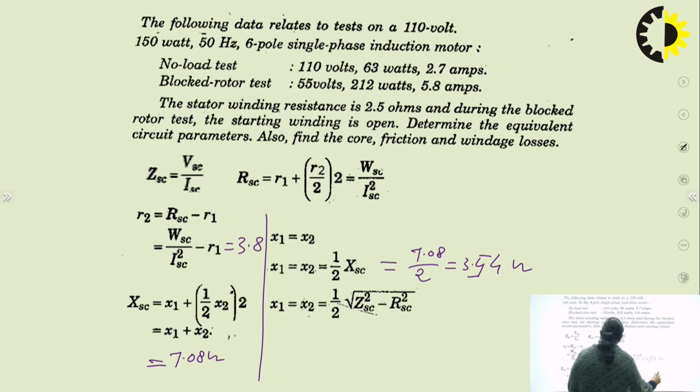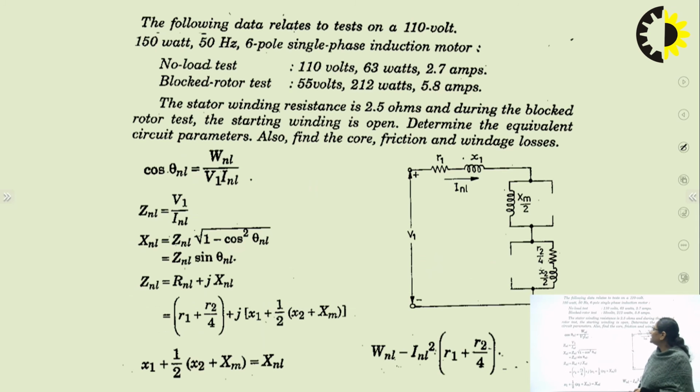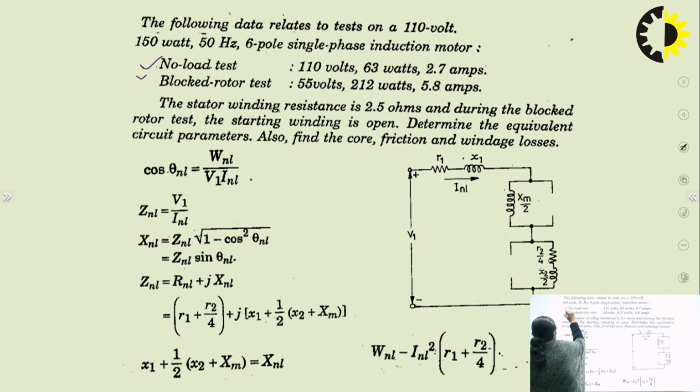3.54 ohms. So, I have got R1, X1, X2, and resistance R2. Resistance R1 is given in the question itself. So, the only thing left is the magnetizing reactance XM now. The magnetizing reactance XM is calculated from the no-load test data, right?